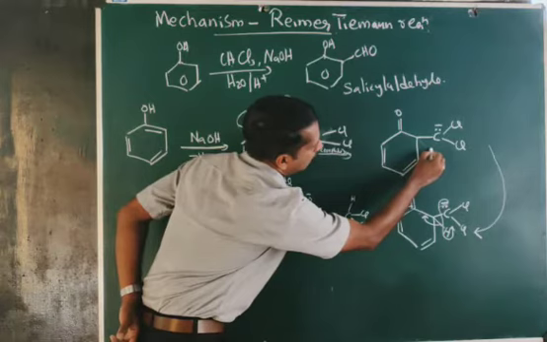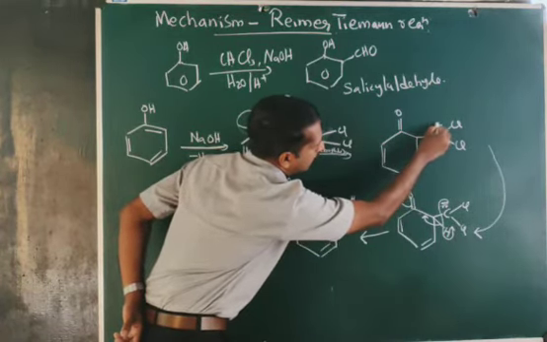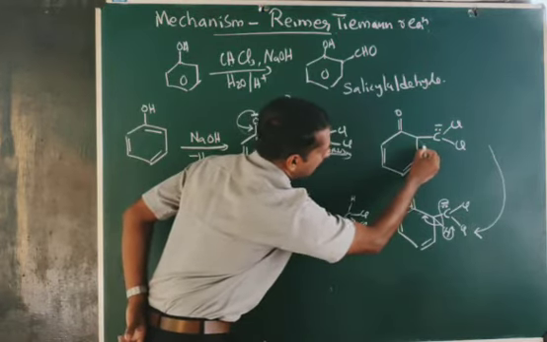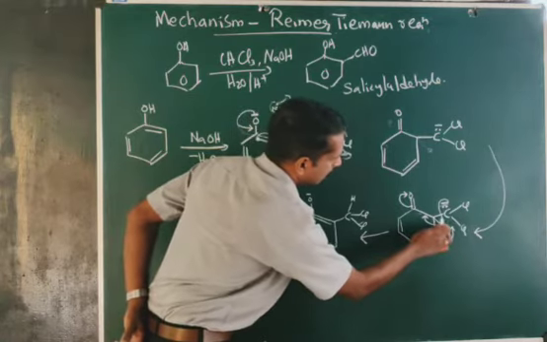Okay, only this proton, this hydrogen, will be taken by this carbon, because this carbon has a negative charge. Then this bond will be shifted to here, then it will go back. So you are getting a structure like this.